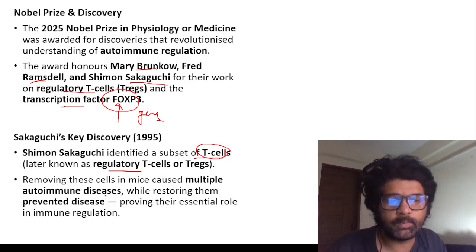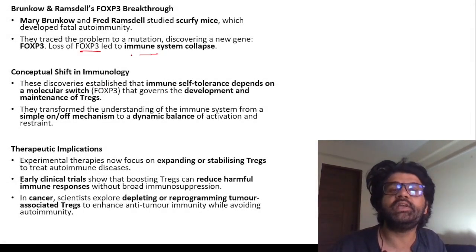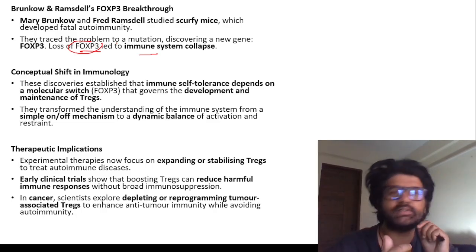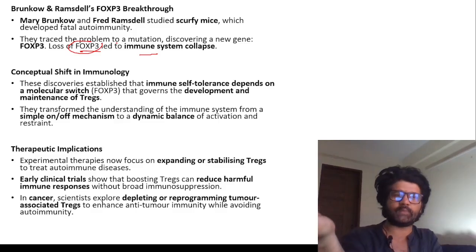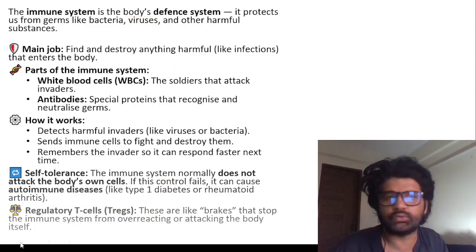Removing these cells causes multiple autoimmune diseases, because then the immune system starts attacking your own body. These Tregs were also working on FOXP3. So if these regulatory T cells have this particular gene, they will work properly; otherwise the immune system will collapse and start attacking your own body. That's what this article is saying.